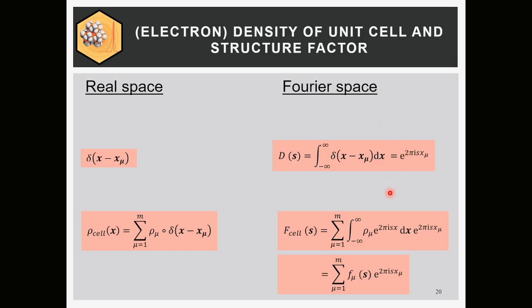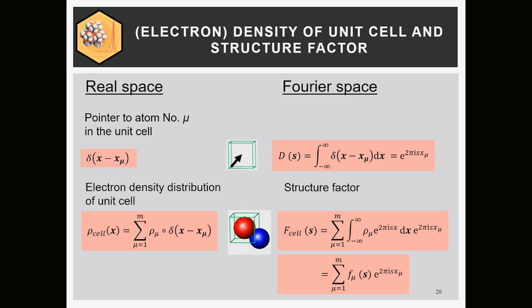And if you do this in the cell, you probably have seen this before. This is nothing else than the structure factor, right? So what comes out is the form factor of the atom times e to the 2 pi i h x, which is the complex phase factor, and the sum gives you the structure factor. Okay, here it's shown again. So this is just the pointer, and this is the content of the entire unit cell.